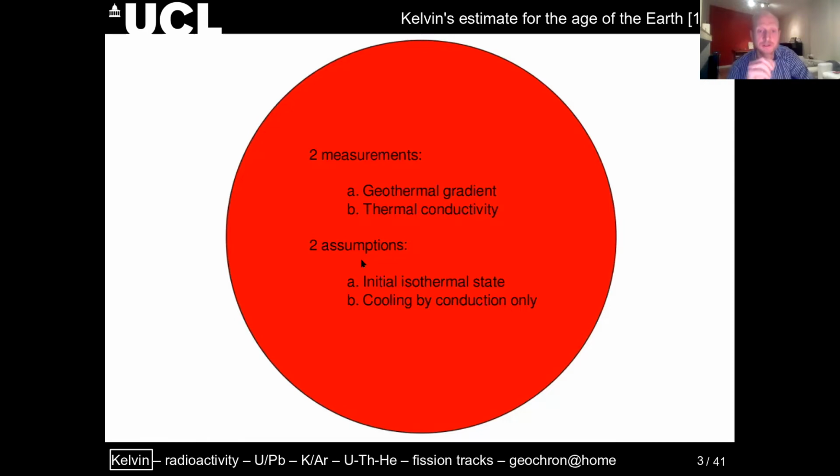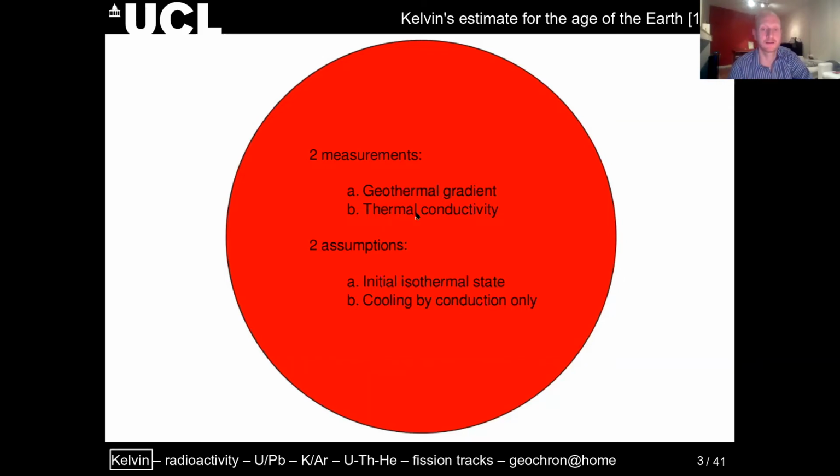The measurements were thermal properties of the Earth. Kelvin lived in the 19th century when there were lots of coal mines in the United Kingdom, and miners, as they went down into the Earth's crust, noticed that temperature rises at the rate of about 20 to 30 degrees per kilometer. And this is the geothermal gradient. So that's the first measurement that went into Kelvin's calculations.